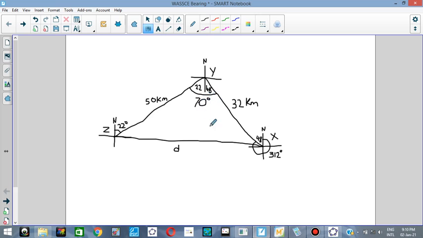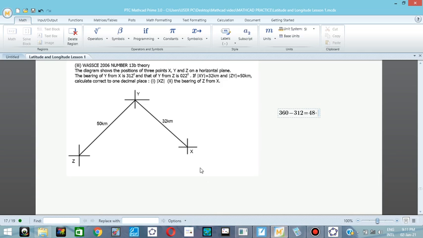So now that I know my 70 degrees, my d can be found easily. All I need to do is use the cosine rule. And what is cosine rule talking about? Cosine rule is just talking about the side facing the angle. You need to square it first. So d is facing 70, so I need to square my d first. So that is the first rule for cosine rule.